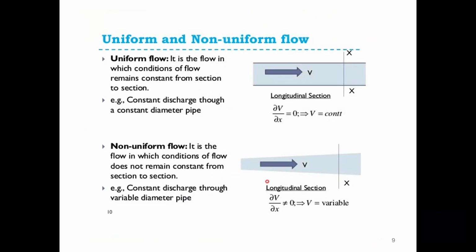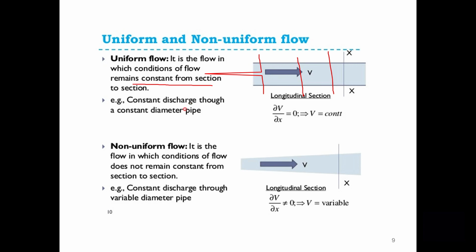One more type is uniform and non-uniform flow. Again, it is not the same as turbulent and laminar. In laminar itself we have uniform and non-uniform flow. Uniform is the flow in which conditions of flow remain constant from section to section. Wherever you take, here or here, the condition of flow remains the same from section to section. So this is what we call a uniform flow.